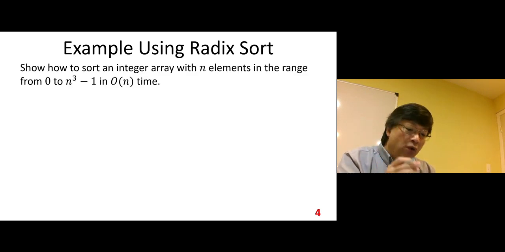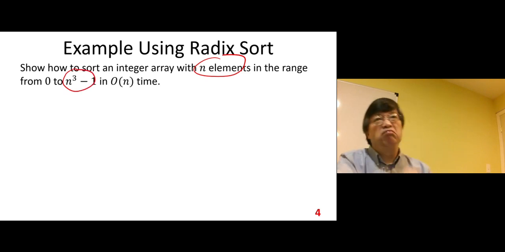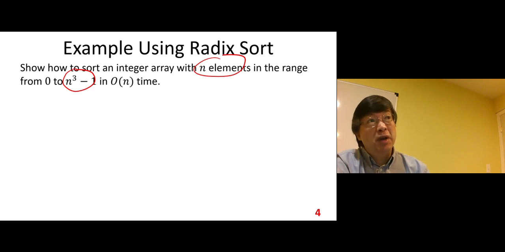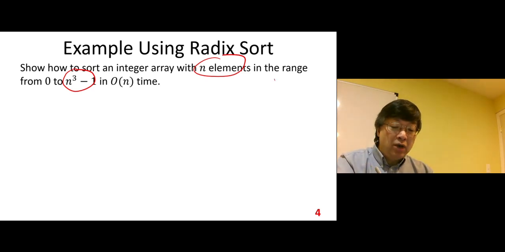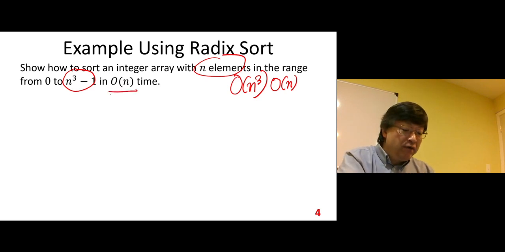Show how to sort an integer array with n elements in the range from 0 to n cubed minus 1. Remember, it does not satisfy the counting sort requirement. The counting sort requirement is O(n), right? Here, the range is O(n cubed). That's the range. How can we sort it in O(n) time?